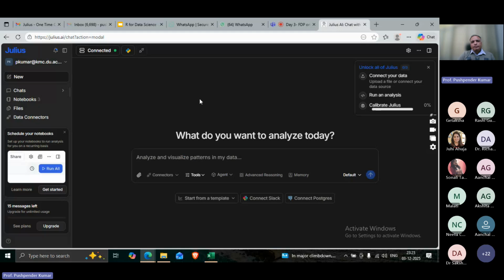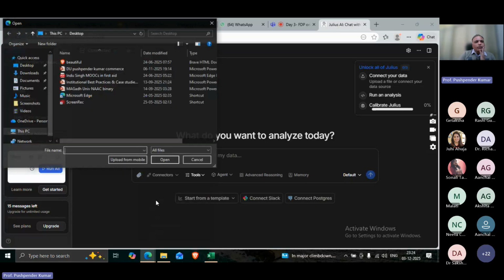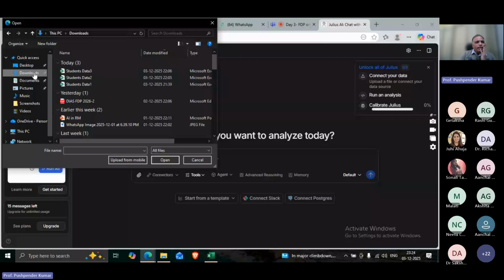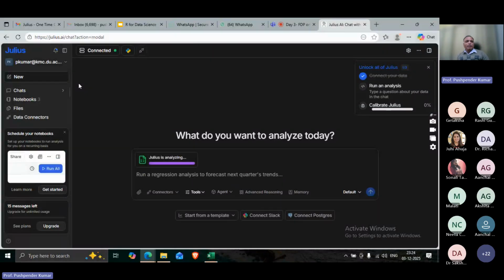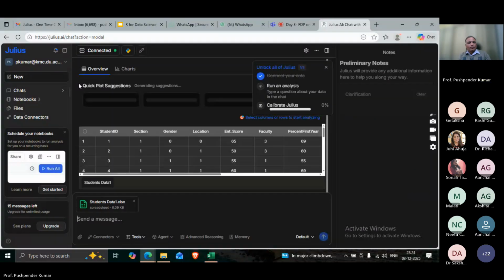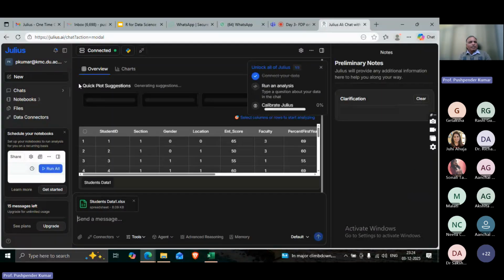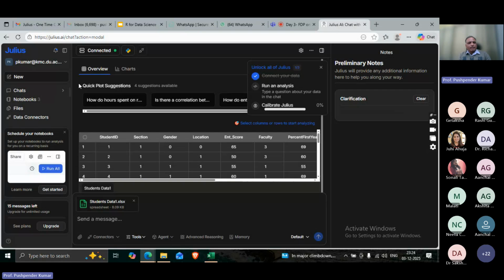Generally what we do, this is attachment. So add file, upload file. Let me upload for you. Which file? Let me check. Student data 1. Okay. So this is a very advanced kind of AI. It will not only analyze your data and give you analytical results, but will also suggest what you can do with this type of data, right?